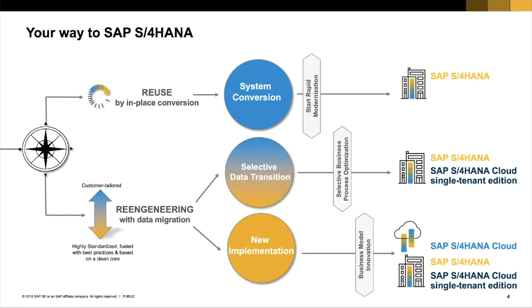You have your S4HANA system, which is very lean in nature, very clean in nature. You have all the data cleansing performed, and you have a very high performing system available, and you start your business continuity with the new system. That's what we refer to as the new implementation scenario. So this slide is basically talking about that.